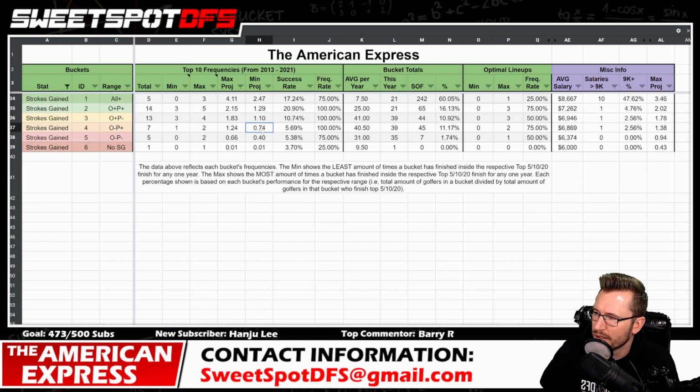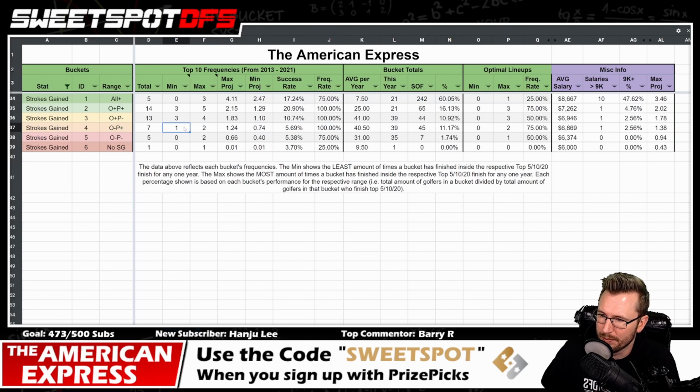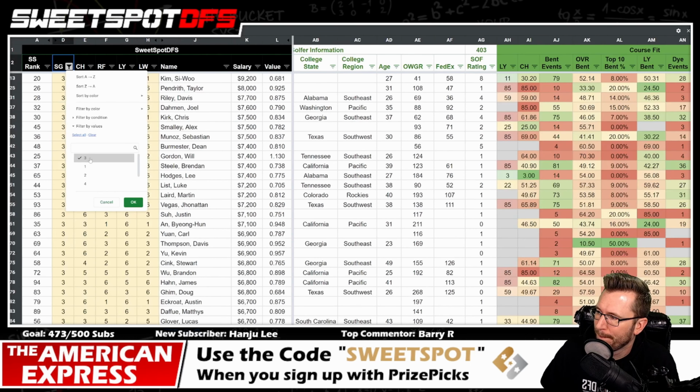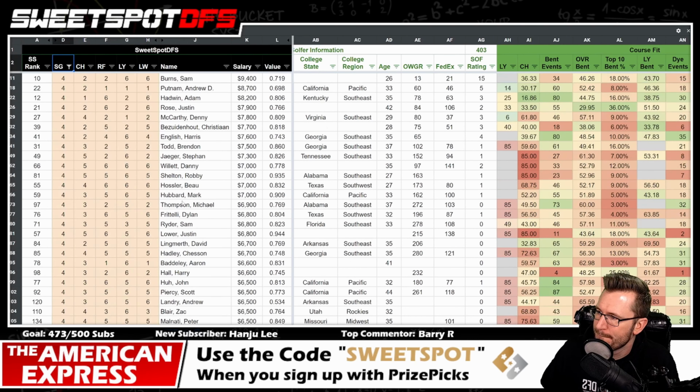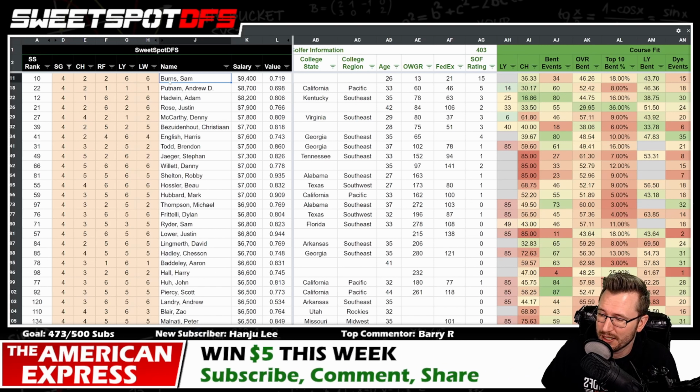Stroke chain 4, 0 to 2. We also see a 100% frequency rate with 1 being the minimum here. So stroke chain 4. Sam Burns leads it off. There are guys that are negative off the tee. Burns isn't usually negative off the tee. I'm guessing he clubbed down enough times and found the rough, and that's how he has negative strokes gained off the tee stats. He's not a strokes gained off the tee negative guy.